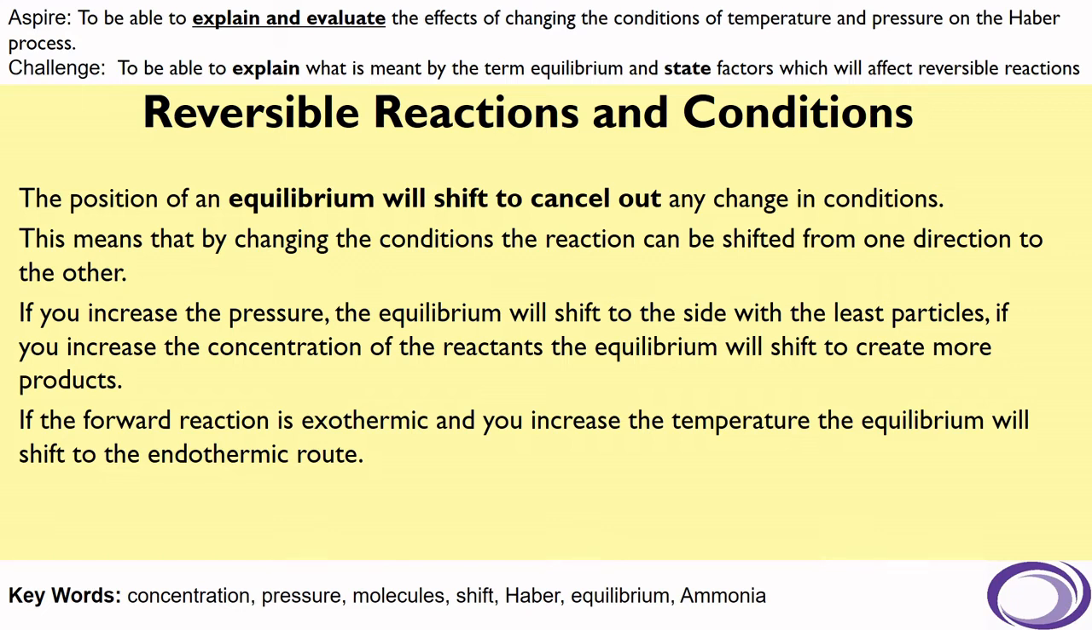So, you may remember from a previous lesson that the position of an equilibrium will shift to cancel out any change in conditions. That means that by changing the conditions in the reaction, it can be shifted from one direction to the other. So if you increase the pressure, the equilibrium will shift to the side with the least particles. If you increase the concentration of the reactants, the equilibrium will shift to create more products. If the forward reaction is exothermic and you increase the temperature, the equilibrium will shift to the endothermic route.